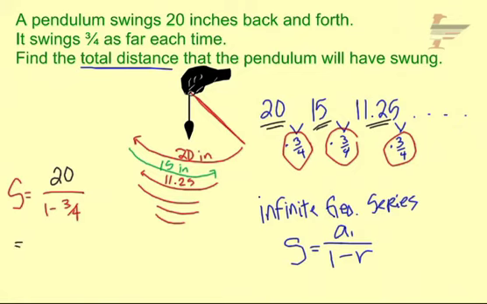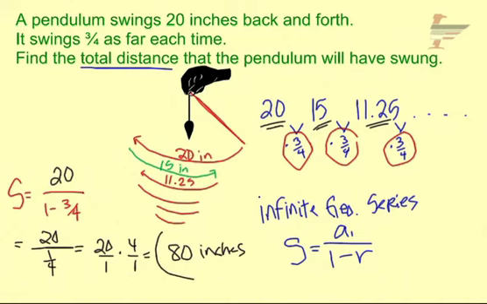And then we just simplify. 20 divided by 1 minus 3/4 is just 20 divided by 1/4. And then instead of dividing by the fraction, we flip and multiply. And we end up with the total distance the pendulum travels is 80 inches.